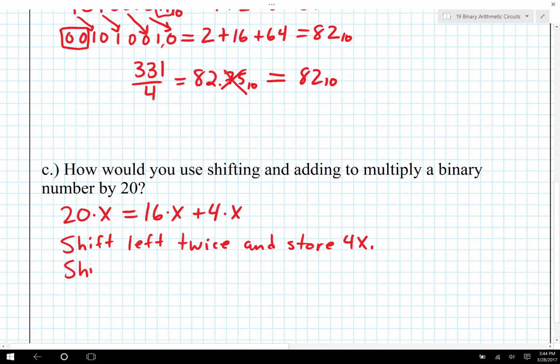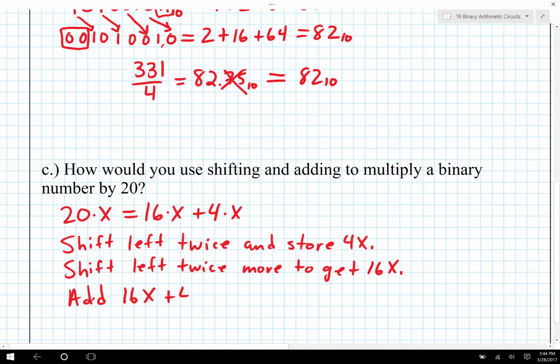Let's shift left 2 more times, twice more, to get 16x, and then add that new number plus the thing that we just sent off into memory, 4x, to get 20x. So while the shifting only really gives us the ability to multiply by powers of 2, we can use various combinations of shifting and adding to multiply by any integer number.